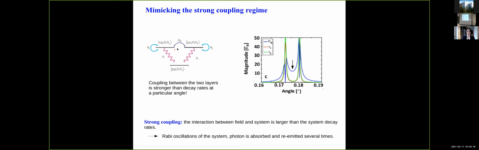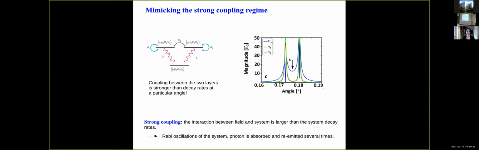It turns out that all parameters change with the X-ray incidence angle. So let us try to plot, as a function of incidence angle, the three quantities: omega R, gamma one, and gamma two. And if we do so, we see that indeed there is an angle at which the blue curve, omega, the coupling between the two excited states, is about 10 times stronger than the decay rates, which are over here. So in principle, if we take a shot with the experiment at this angle, we should be able to see the Rabi oscillations because of this photon being absorbed and re-emitted many times.